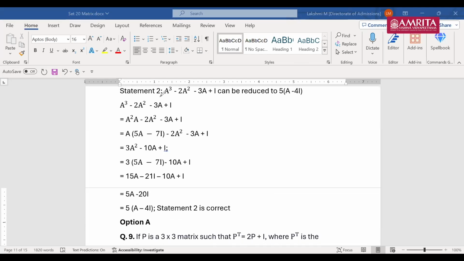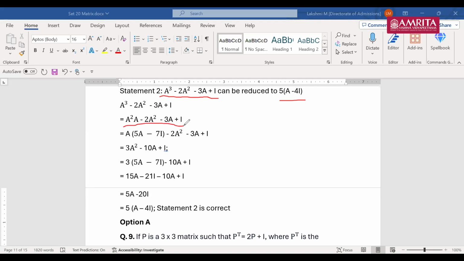Second statement: A cube minus 2A square minus 3A plus I is 5A minus 4I. I need to show 5A minus 4I. Initially, I have split A cube into A square times A because that's easy to use in formulas. Minus 2A square, I want the answer in A, minus 3A plus I. So this is what I have.